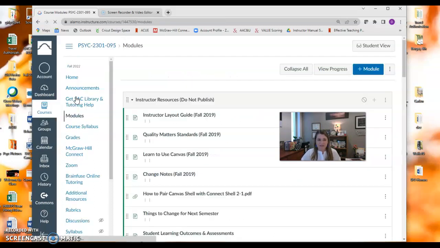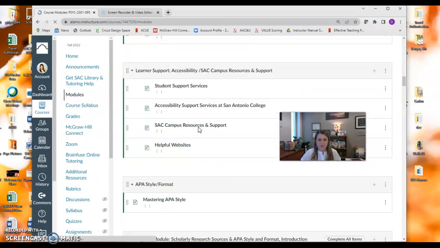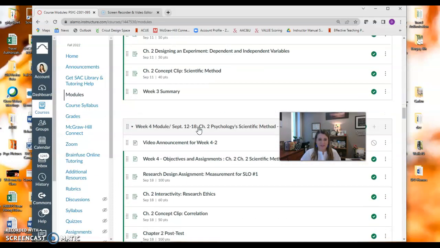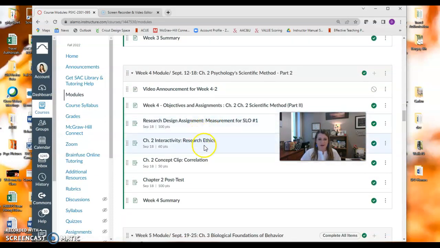So as I go back into the module, sorry, I have to scroll here. You have your interactivity on research ethics, that's in Connect. You have your concept correlation assignment that is in Connect, your chapter 2 quiz, and then your research design assignment. This is measuring your student learning outcome number 1. So it's an important exercise in terms of meeting that learning outcome and then of course the grade for it. But it's not a huge assignment in terms of length or formatting.